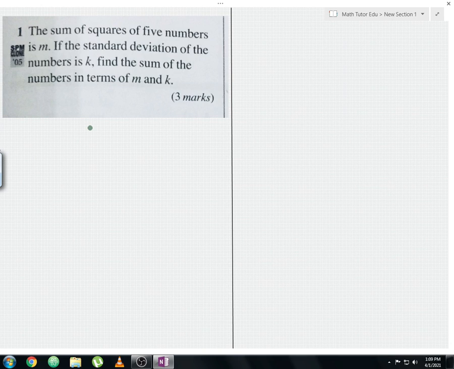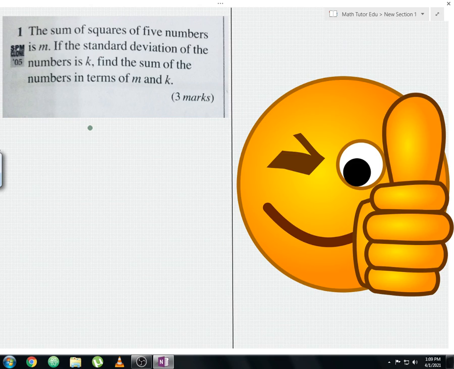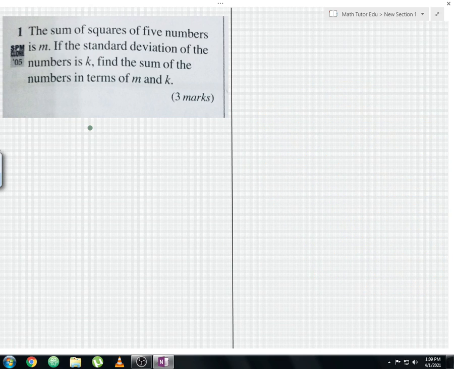So I hope that you will attempt this question in the future. If you could manage to solve this question, a big thumbs up to you guys. But if you can't solve this question, no worries. I'm going to show you the step-by-step working and the solutions now. So without further delay, let us start to solve this question.